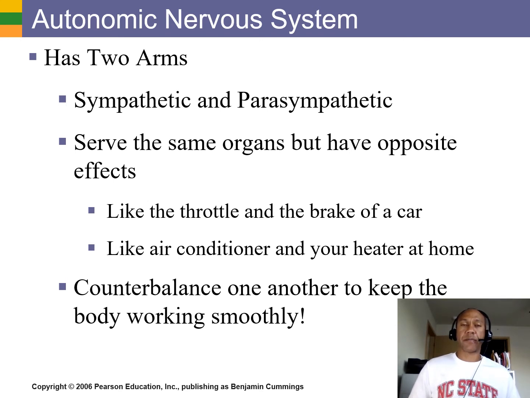For example, you have the throttle and you have the brake of your car. One increases speed, one decreases speed, but they control the same variable. You have an air conditioner and you have a heater at your home. One decreases temperature, one increases temperature. They have opposite effects, but they control the same variables. You can sort of think of the sympathetic and the parasympathetic division in a similar light. They control many of the same variables, but they have opposite effects. They counterbalance one another to keep the human body working smoothly.